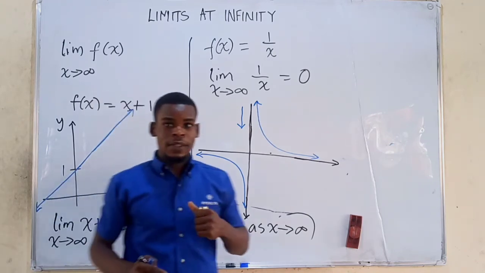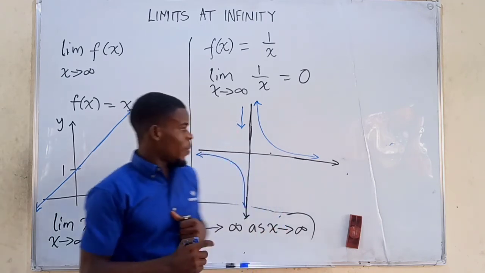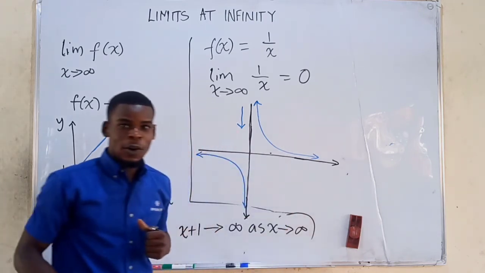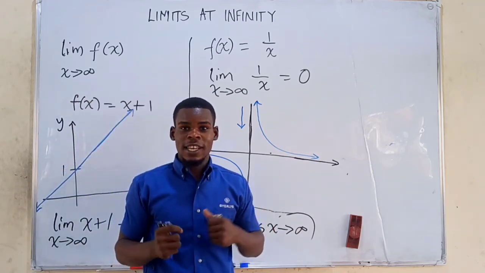Anyway, we are going to be looking at a series of examples, and then we're going to see how certain functions behave as our input approaches infinity, or maybe towards the positive axis, or approaches negative infinity, that is, a very large negative number.